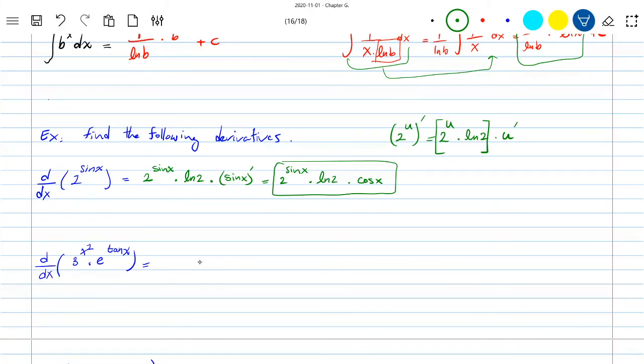And how about this one? 3 to the x squared times e to the tangent x. Again, all these properties that we learned from the derivative, you should still implement those. So here we have a product of two functions. You should use the product rule. Let me actually shift this up a bit.